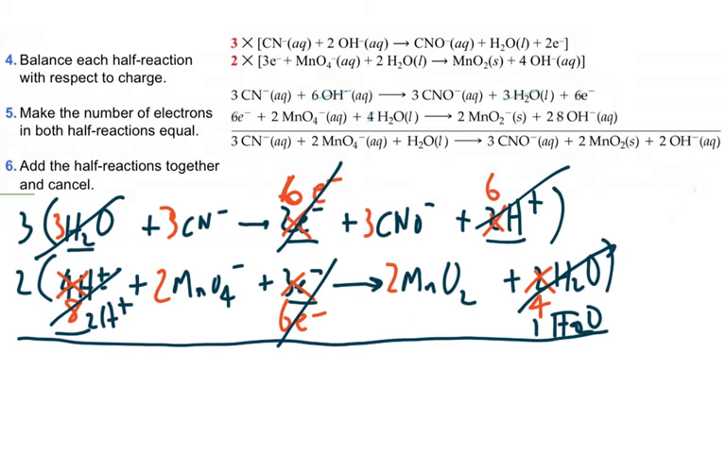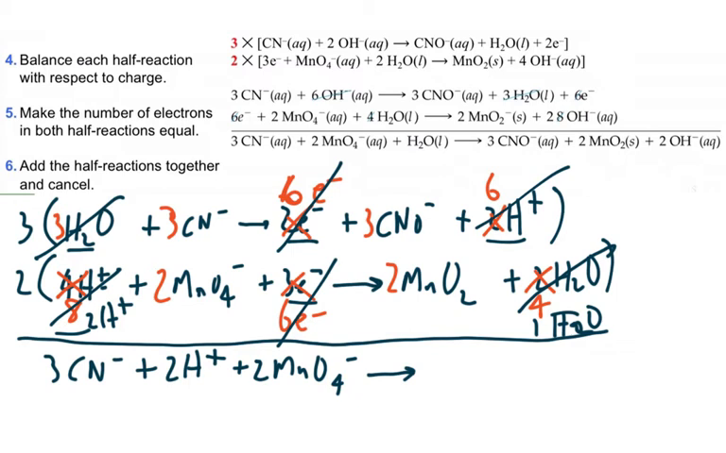So we can see that there are 3 cyanides. The order here doesn't matter, but we also got 2 hydrogen ions. We have 2 permanganate ions. And all of those are on the reactants when you combine. And then we have 3 CNOs here. We have 2 MnO2s. And we have a water. Everything else got canceled out. So this would be the answer if we were balancing it under acidic conditions.